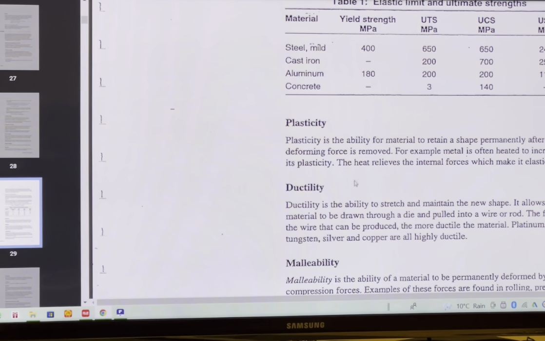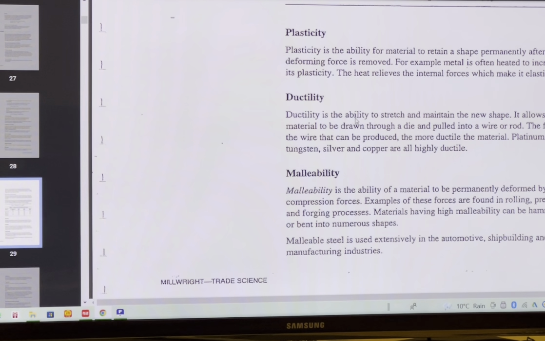Ductility is the ability to be stressed and maintain the new shape. For example, aluminum has ductility. Under stress, aluminum can maintain its new shape. With a big force, aluminum, a softer material, can keep the new shape. We call this aluminum's ductility.